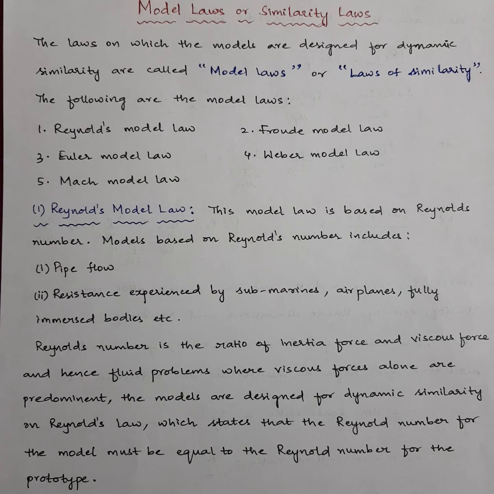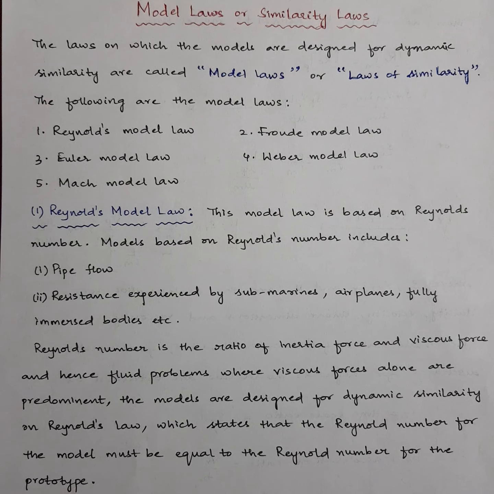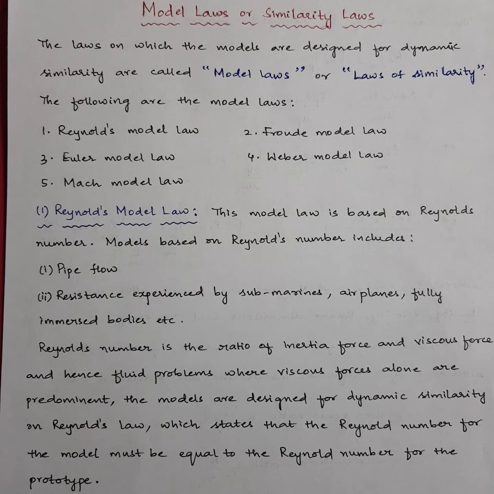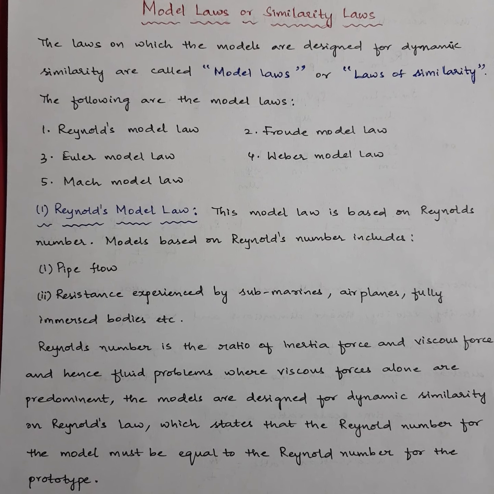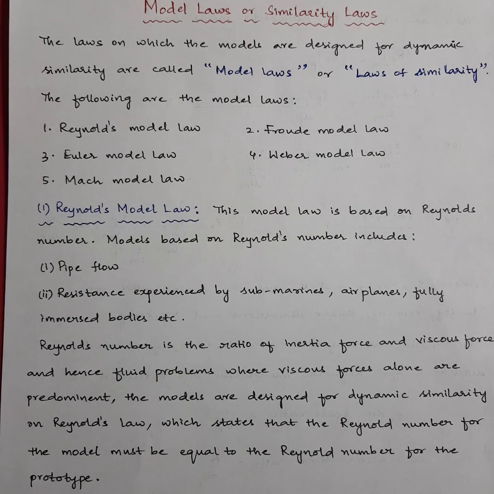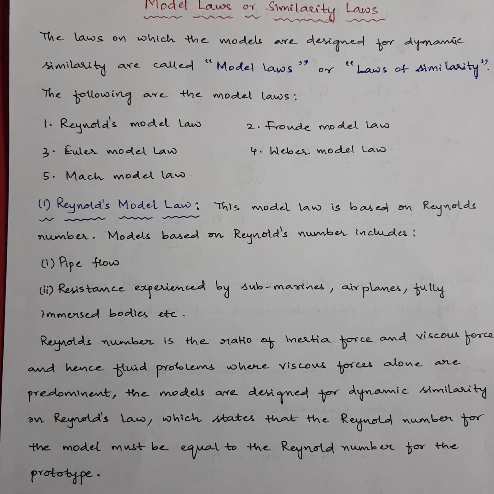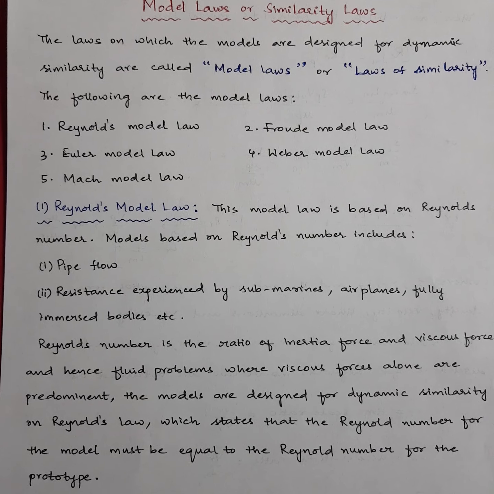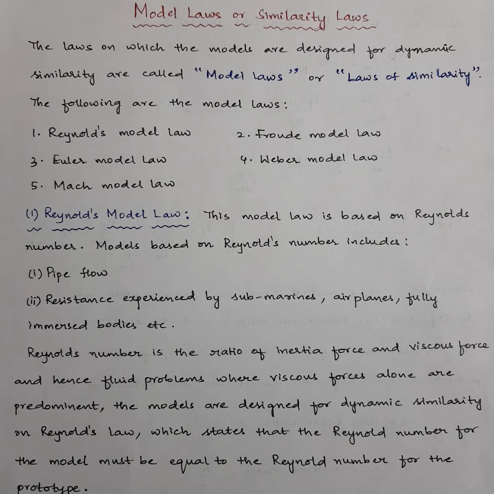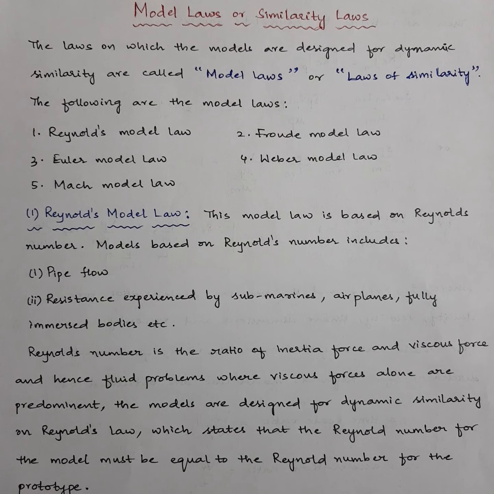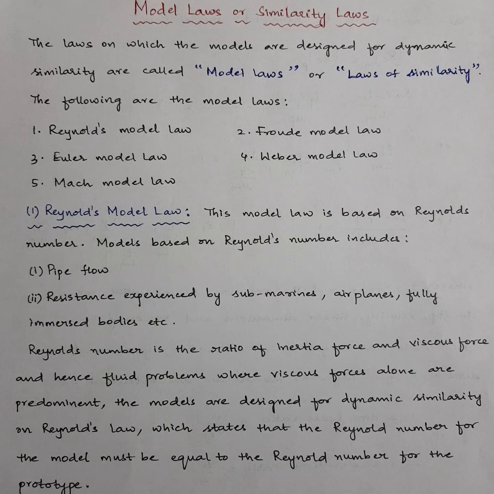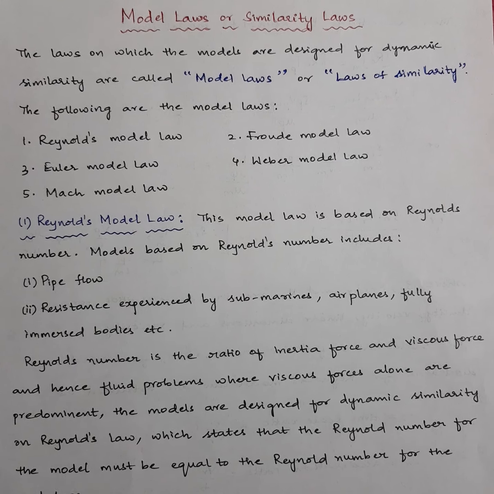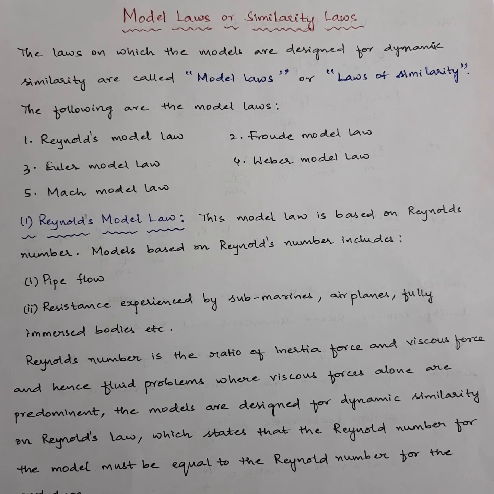So we have totally 5 model laws which are based on 5 dimensionless numbers. For dimensionless numbers, you can check out my earlier video. We have the first one Reynolds Model Law, second Froude's, third Euler, fourth Weber, and fifth Mach. Out of these 5, Reynolds Model Law and Froude's Model Law have the utmost importance. So in this video let's discuss Reynolds Model Law in detail. Let's see the scale ratios for it, and also solve a numerical regarding Reynolds Model Law.